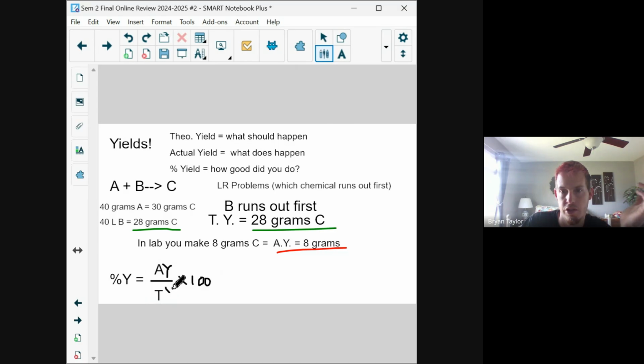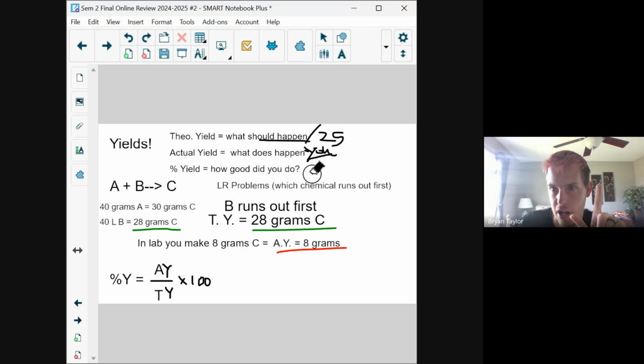And it's literally just like your score on the test. It's what should have happened. On your test, it's going to be out of 25 points, right? The actual yield is what you got, which goes at the top. And the percent yield is like a grade. And I swear to you that this isn't all on me.